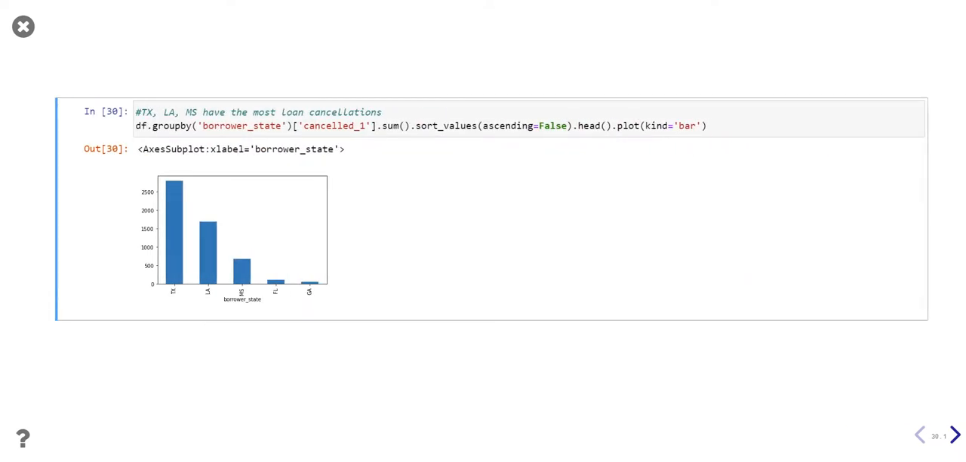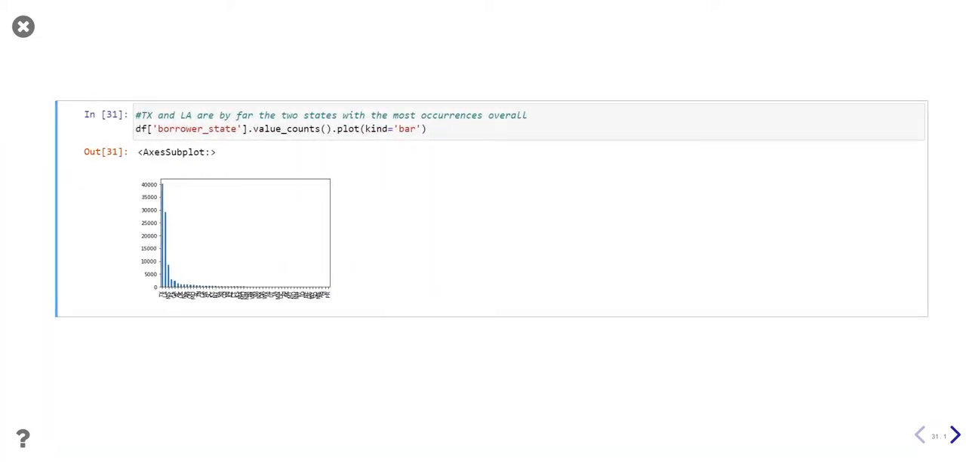So that prompted me, after you see here, this shows Texas, I believe Louisiana, Mississippi, I believe those are the 3. Forgive me if I'm wrong. I'm going on a whim here, but I think those are the states that had the most loan cancellations. However, if we look at the next plot I decided to plot, you can see that those states had the most occurrences overall anyway, so it was not as valuable of information.